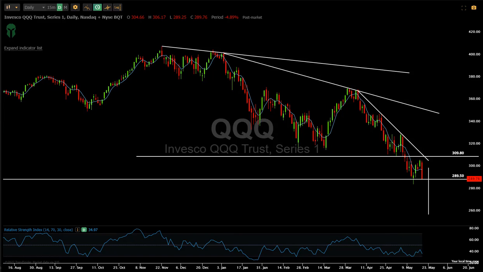Take a look at those levels. Lean more towards shorting tomorrow. Even buying puts is very difficult right now with the implied volatility.